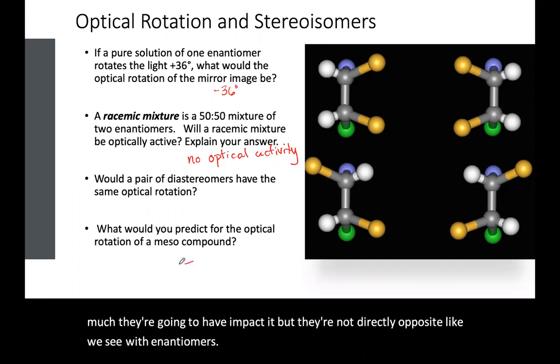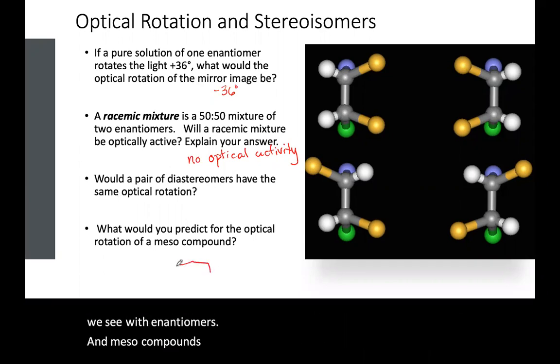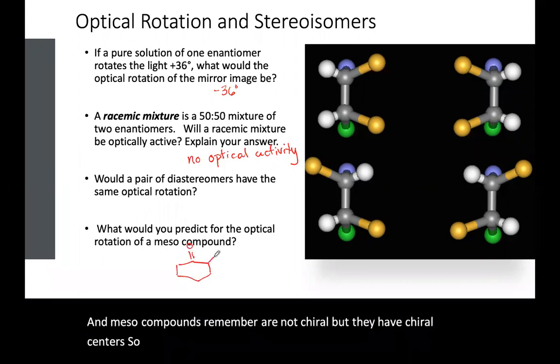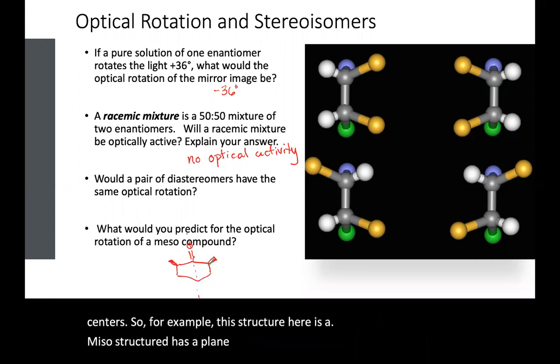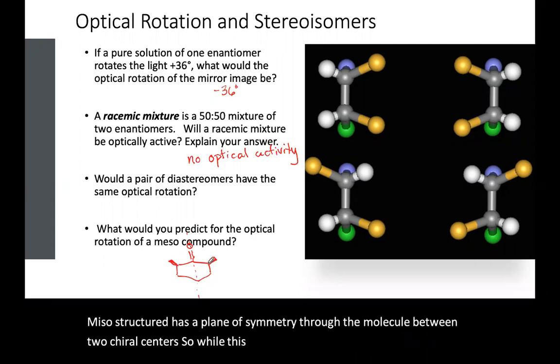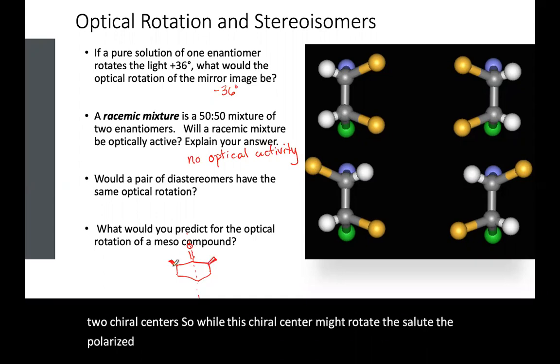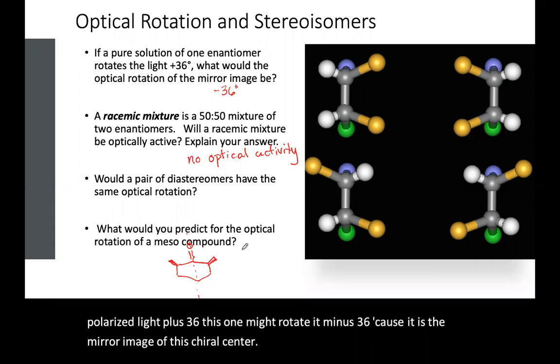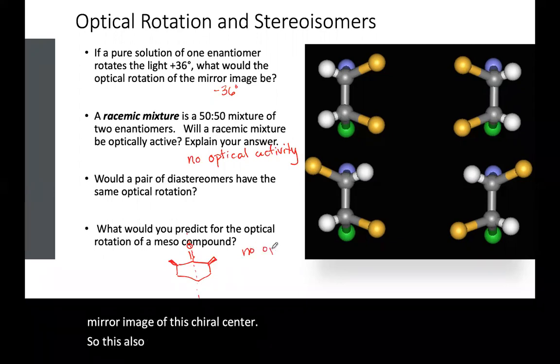And meso compounds, remember, are not chiral, but they have chiral centers. So for example, this structure here is a meso structure. It has a plane of symmetry through the molecule between two chiral centers. So while this chiral center might rotate the polarized light plus 36, this one might rotate at minus 36 because it is the mirror image of this chiral center. So this also has no optical activity.